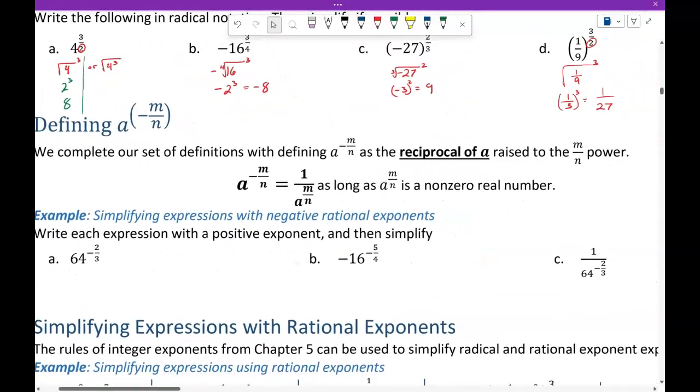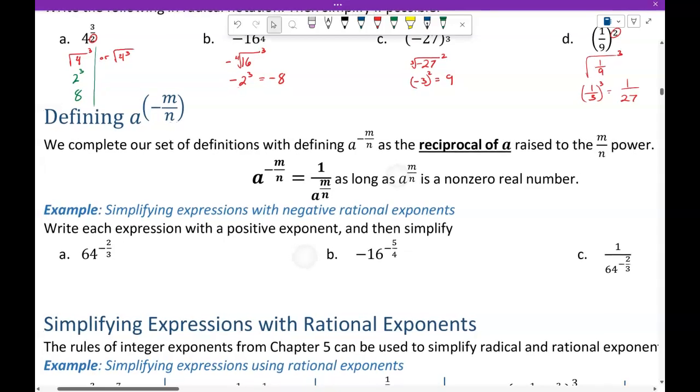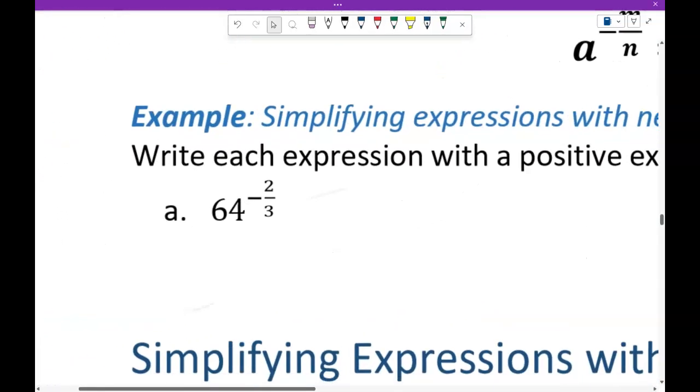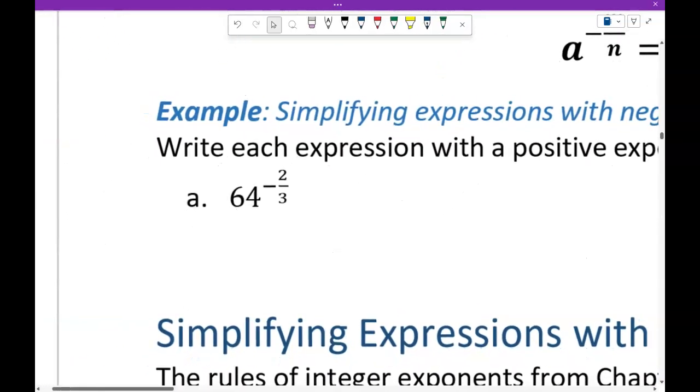Now let's take a look at our last rule for radical notation, and that's if we have a negative exponent. Now remember, a negative exponent just says, hey, let's take the base and write its reciprocal, and then we can make the exponent positive. We are not writing the reciprocal of the exponent. So let's take a look now at our first example.